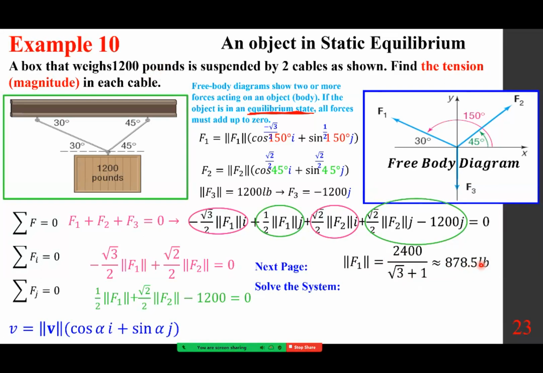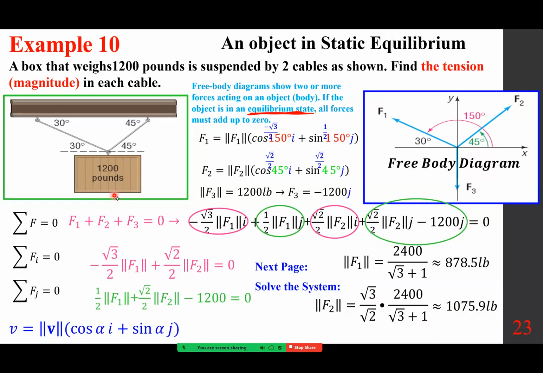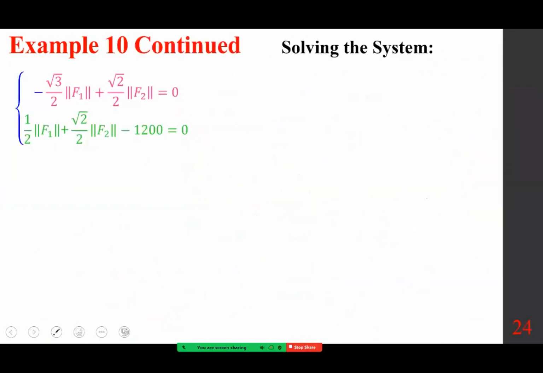You look at the units. In applications, you give them back with proper units. And the magnitude of F2 is square root of 3 over 2 times 2400 over square root of 3 plus 1, and you put it into a calculator, gives you 1075.9 pounds, roughly, which means these are the tensions that can undo the 1200 and put them in a state known as equilibrium state. So I'm going to put these two on the next page and solve that system for you.